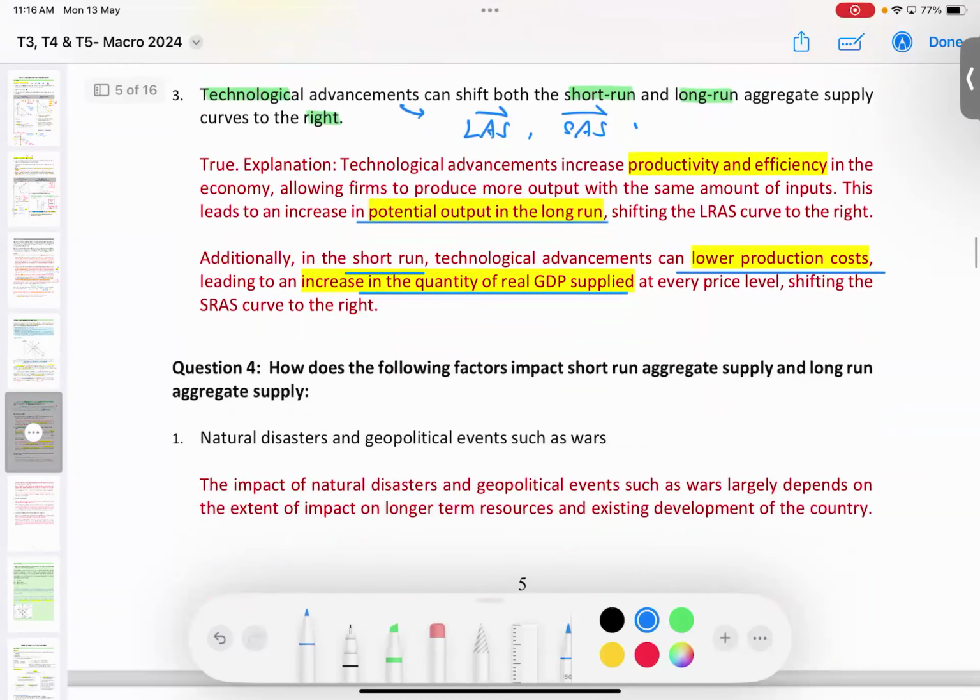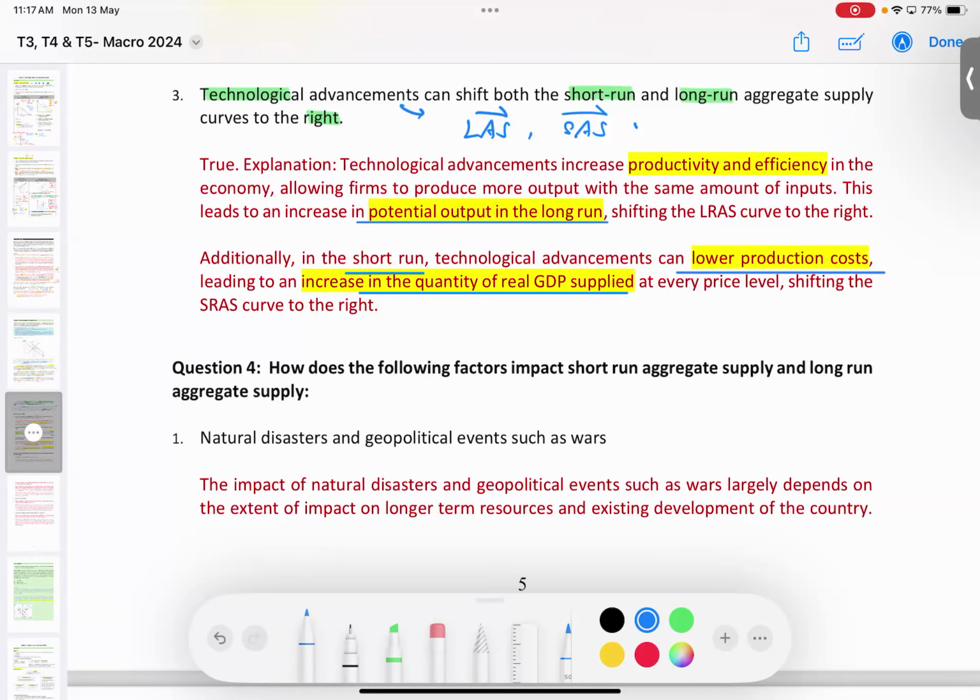Okay, question 4. How do the following factors impact short-run aggregate supply and long-run aggregate supply? Question number 1: natural disasters and geographical events such as war. So how? Do you think it will shift SRAS or LRAS or both? We have provided answers there already.